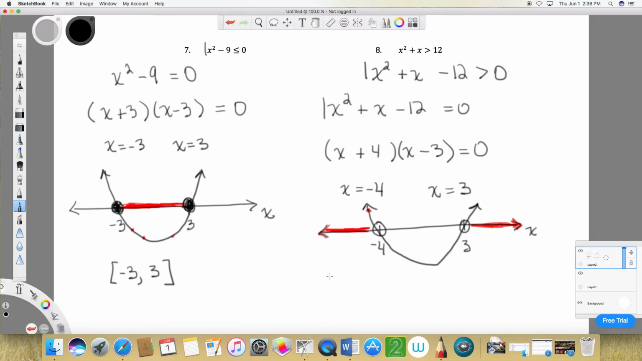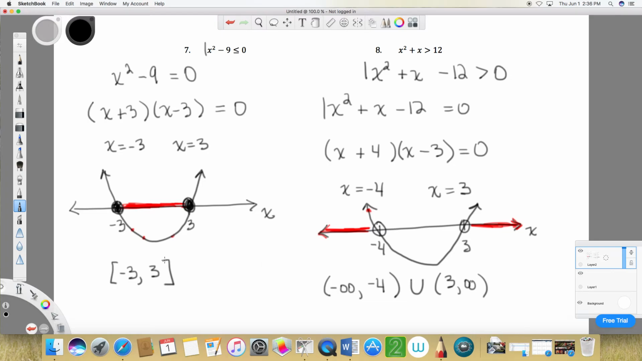Our arrow is shaded, so that's -infinity all the way up to -4. But this time I need an open parenthesis there, not a bracket, because I'm excluding this from the solution set, or I need to be strictly bigger than 3 all the way out to +infinity.